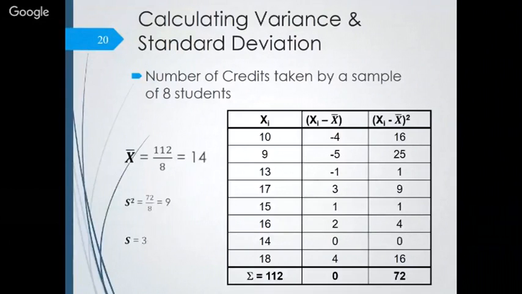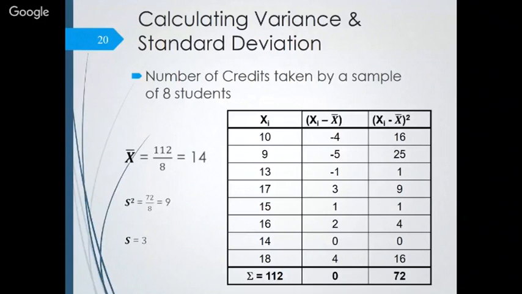And we have to calculate the standard deviation from the variance. So we'll simply take the square root. Square root of 9 is 3. So 3 is the standard deviation. So we got 14 as mean and 3 as standard deviation.